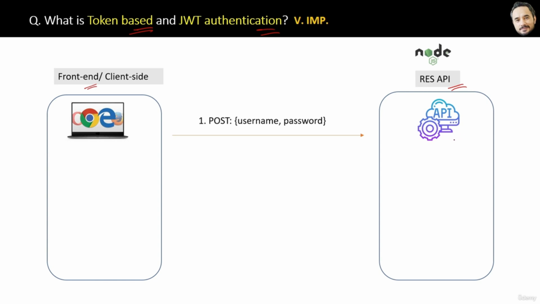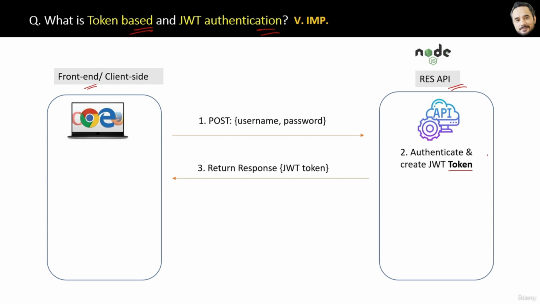Then in the second step, the API will receive these credentials, and it will authenticate, or you can say validate, the username and password, whether they are valid or not. If the credentials are valid, a JWT token will be created and sent back to the client as a response. Clear? If the credentials are not valid, the API server will not return a JWT token, rather an authentication error will be returned.